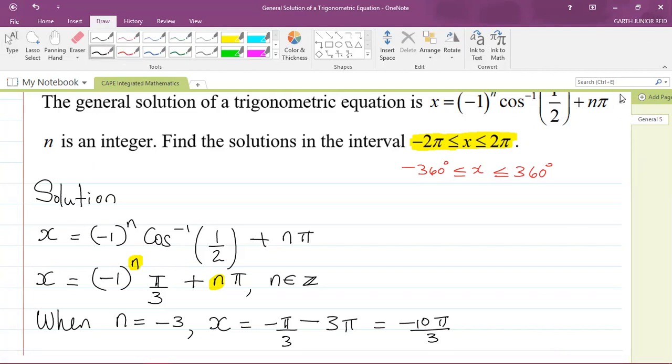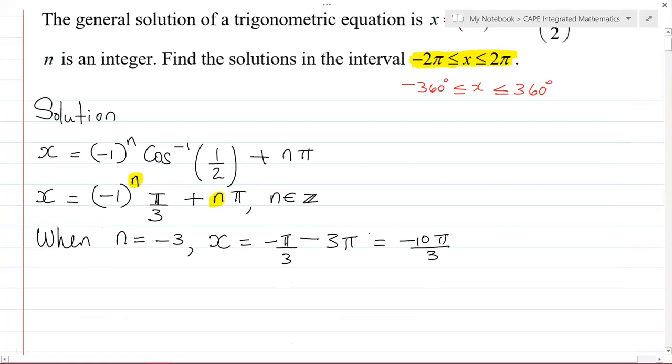So I can just write to the side here, outside of interval. Which means that -10 pi over 3 radians is not going to be a solution. So I can't include that as my solution. Okay, so I hope that was understood.